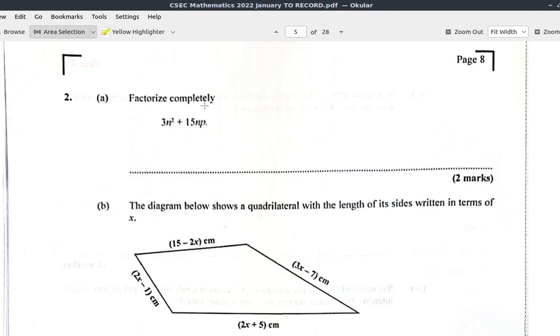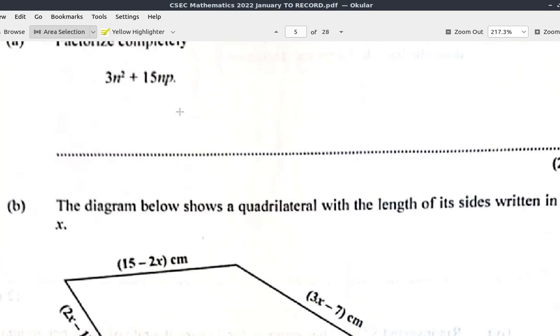January 2022 CSEC Mathematics past paper. We know at question 2, part A of question 2 says factorize completely. Alright, this looks like 3n squared plus 15np. So let's write that down. 3n squared plus 15np.